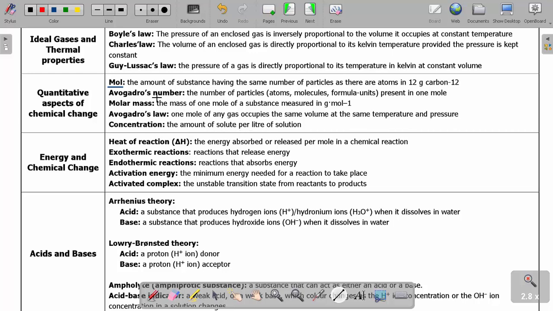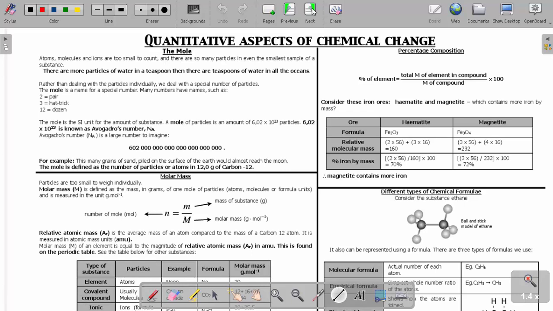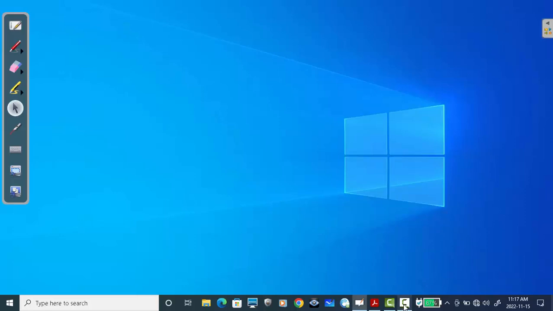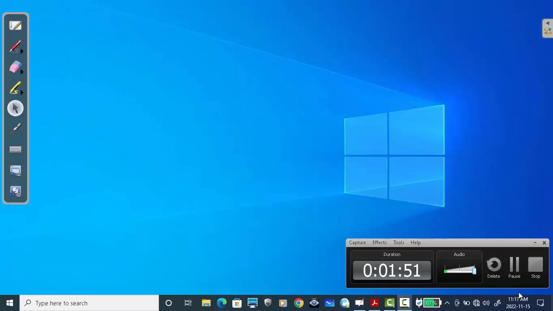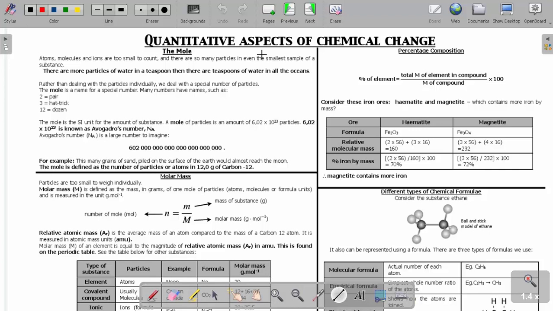Now, this was just the introduction. Let us go into the exact stuff which we are looking for. Today we are talking about the quantitative aspects of a chemical change. To start with is the mole. What is a mole? Now, let us start from here.